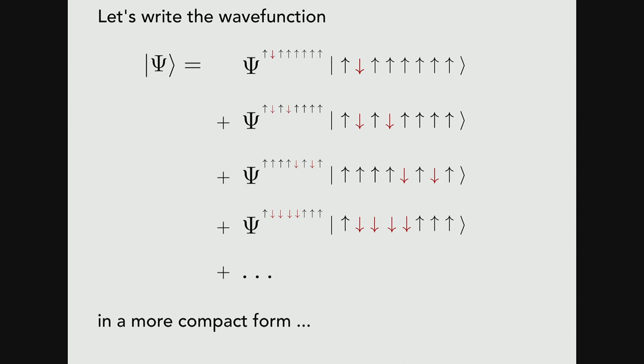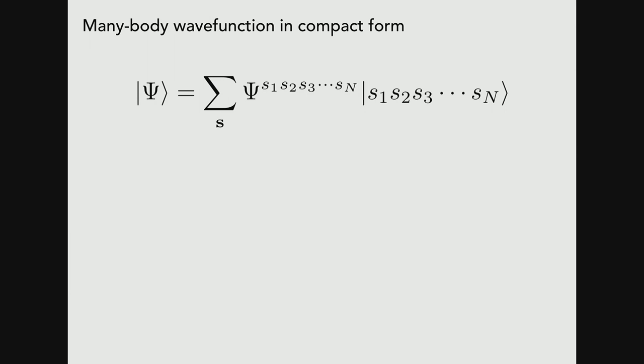So let's write the wave function in some more compact form. That's the full thing written out, so let's write it in a more compact form. Let's label the basis states by these indices, S1 through SN, which could take 2 values or 4 values or different amounts of values. And then in that form, the amplitudes look like a big tensor. That's all I wanted to say on this slide.